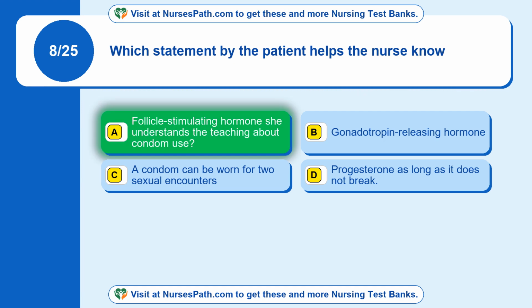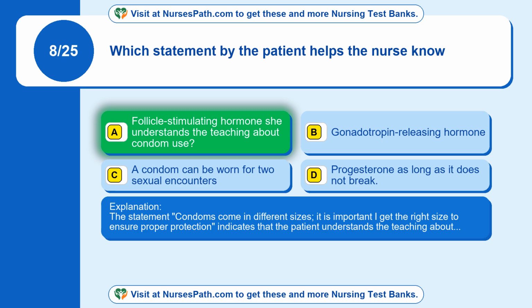The correct answer is option A. She understands the teaching about condom use. The statement, condoms come in different sizes, it is important I get the right size to ensure proper protection, indicates that the patient understands the teaching about condom use.